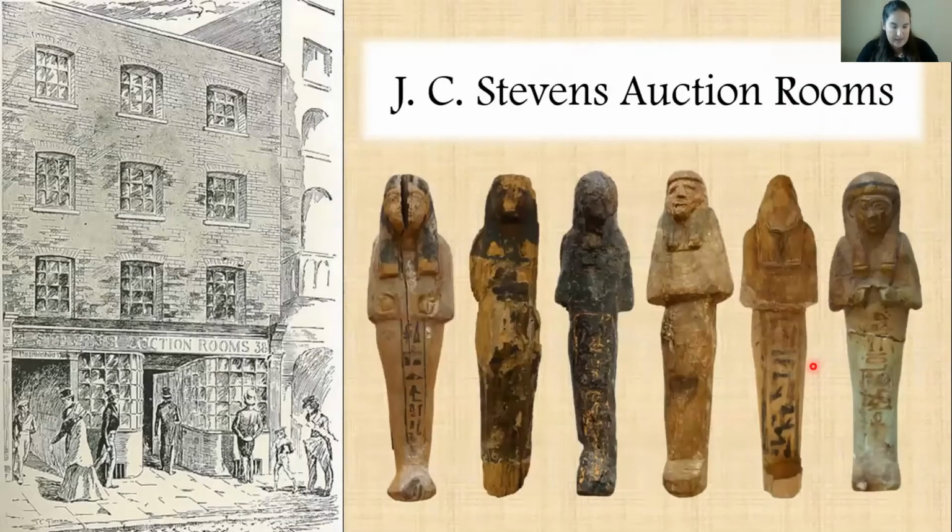Also prominent in the documentation of these Shabtis is the J.C. Stevens auction rooms, which I had never previously heard of. The auction rooms were operational from 1834 to around 1940 and specialized in the sale of natural history specimens, but also sold curiosities and antiquities.